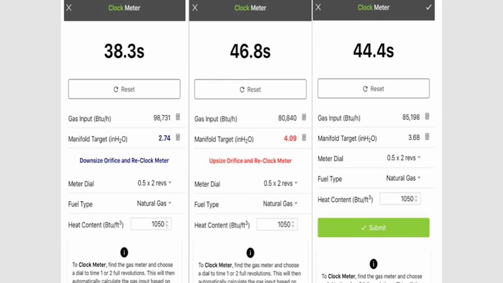We clocked it at 38 seconds. It tells you that because the target is 2.74 inches of water column, we need to downsize that orifice and reclock the meter, because at 2.74 we're below 3 inches of water column, which is too low. In this case, the target's 4 inches of water column, so we need to increase the orifice size. In this case, it falls in the range, so now all we've got to do is set it at 3.68 inches. So it'll tell you all those things. It runs all the calculations in the background, so you don't have to do it by hand.